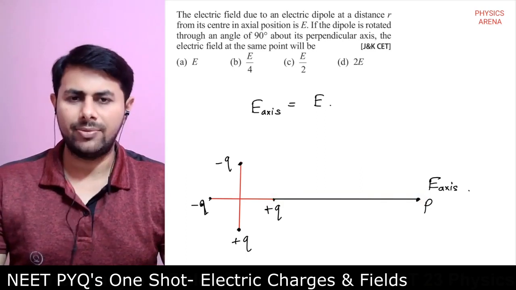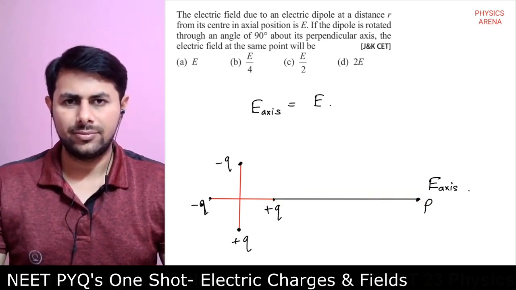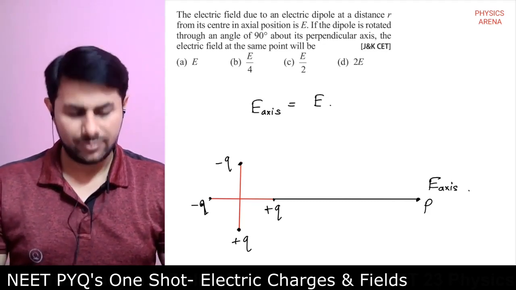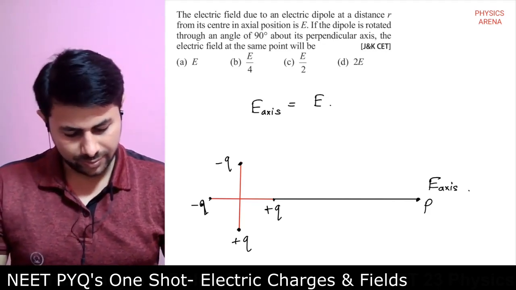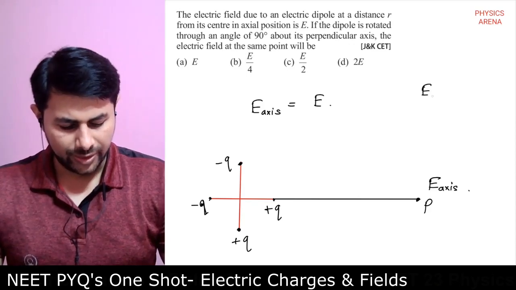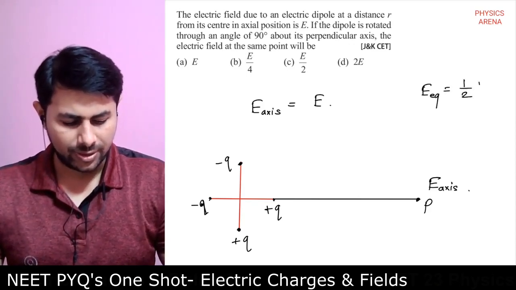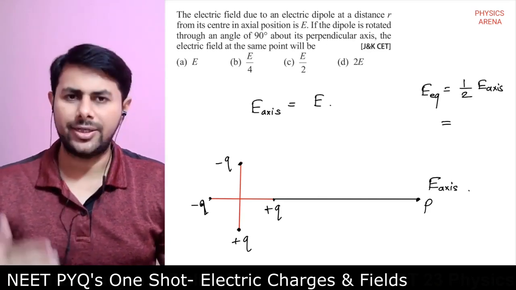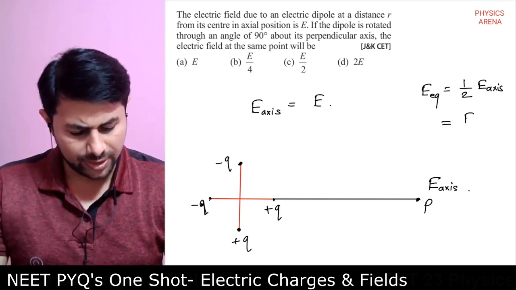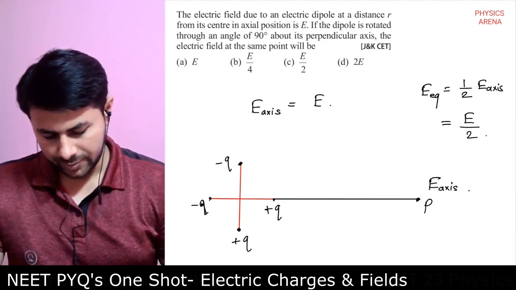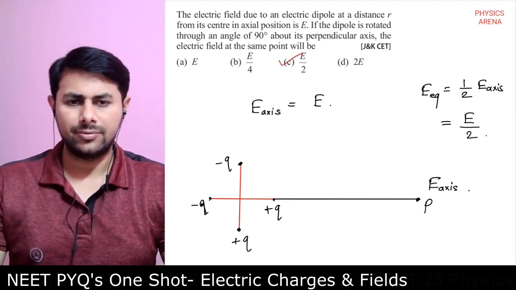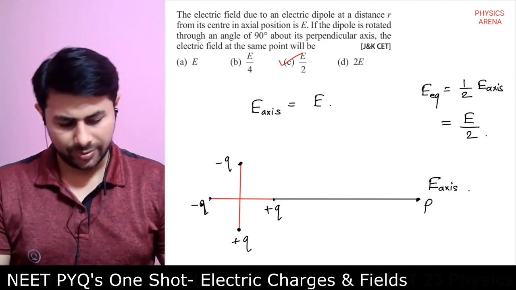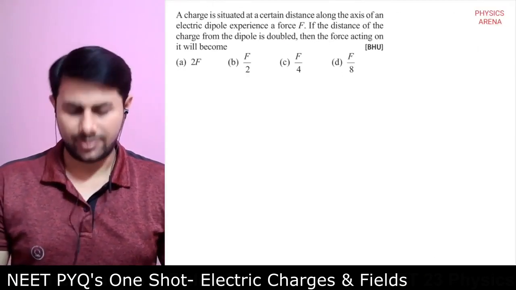So how much would be the electric field there? It will be half of the earlier electric field, right? Because E equator is equal to half of E axis. Now the point has become an equatorial point, so it is half of E, right? Option C. So this one was extremely simple.